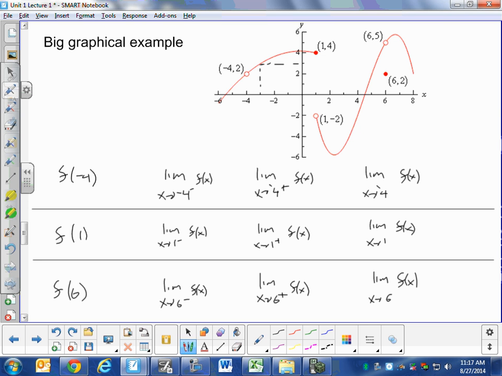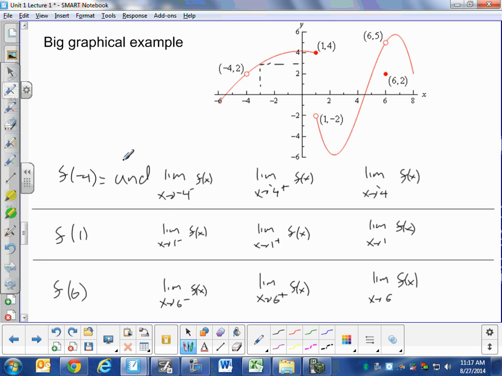All right, let's see how we did. f of -4. Miss Alexander, what'd you get for that? Since it's an open circle, there is no function value at -4. So it's actually undefined.